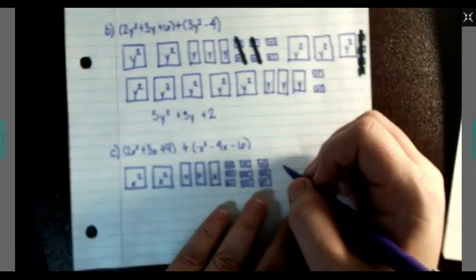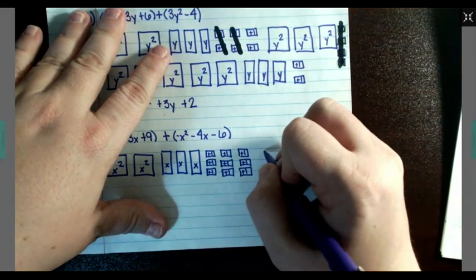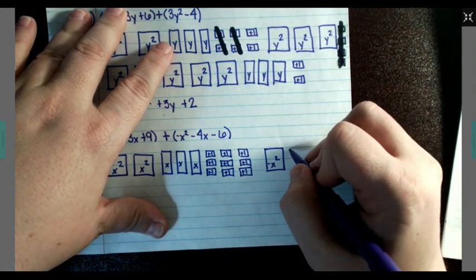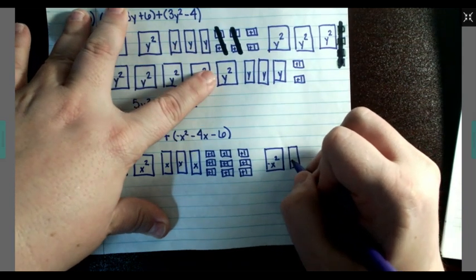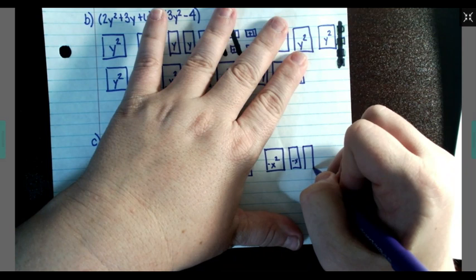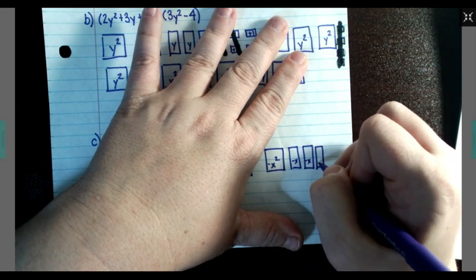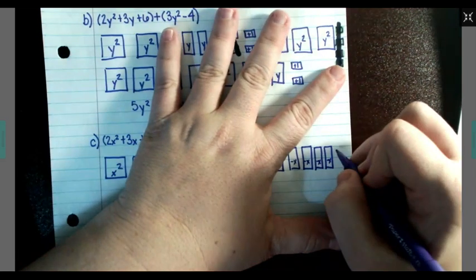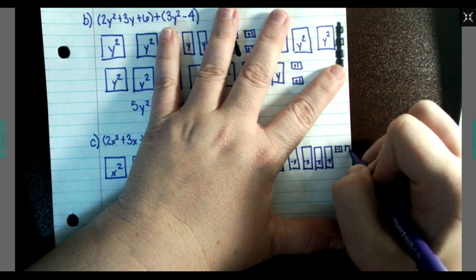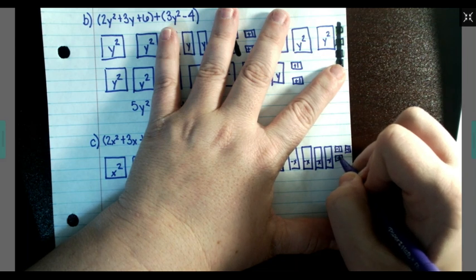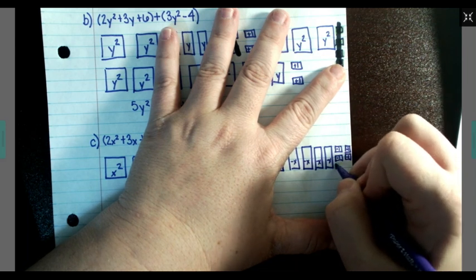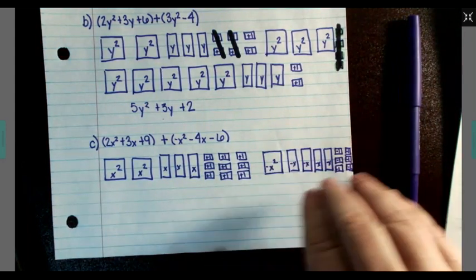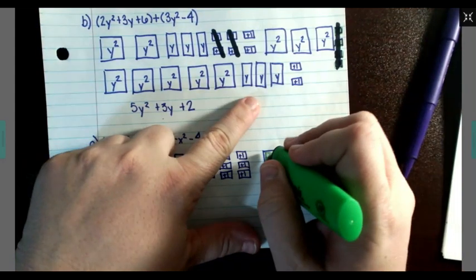Okay, now we're going to do all of our second expressions. So we've got 1 of our x squared boxes, but it's negative. We got 4 of our rectangles, but they're negative. And then we got 6 of our little squares. Again, negatives. And I'm going to highlight all of this in that second set because those were all negatives.